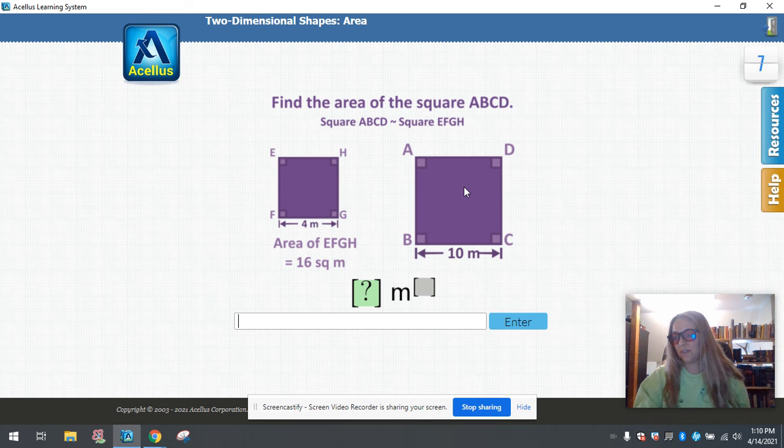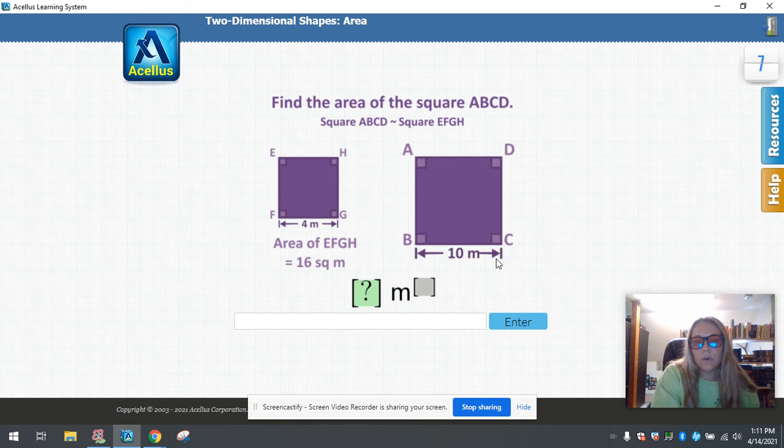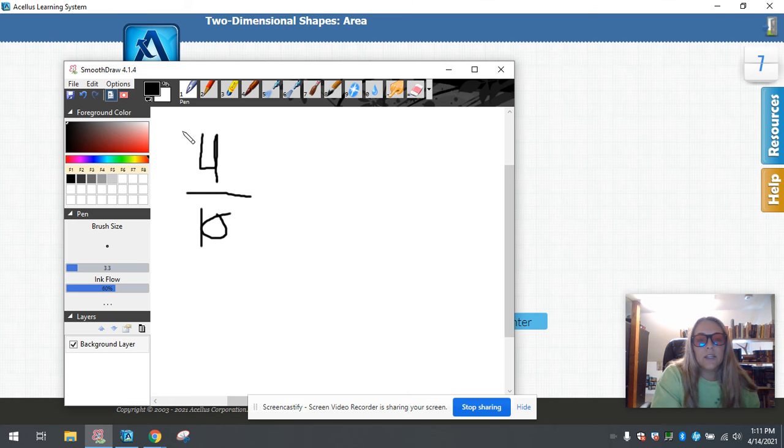The way they were showing it to you is setting up a ratio, squaring that ratio, and setting up a proportional equation. So let's do it their way. Let's set up a ratio for the sides. So our ratio for the sides is 4 over 10. I'm not pulling those numbers out of a hat. 4, 10, okay. The next step is to square it.